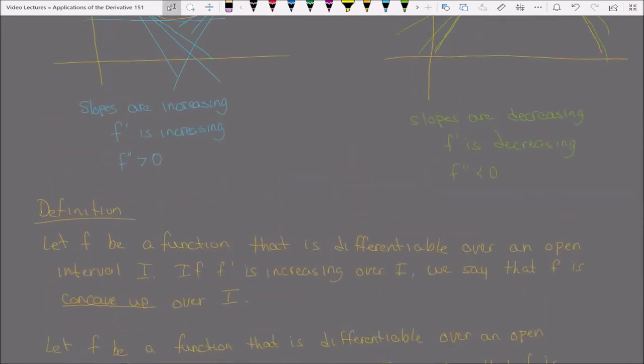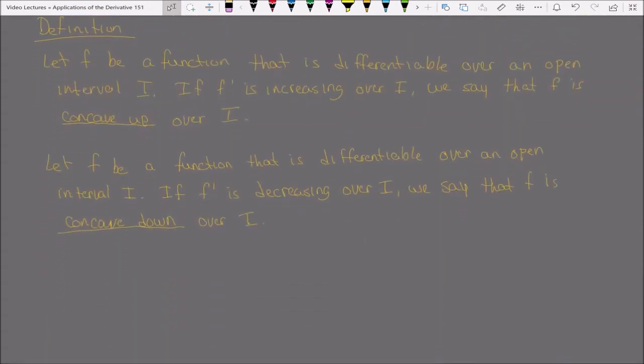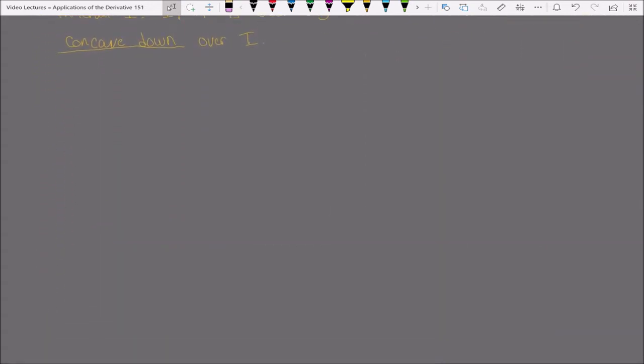Now, as we saw up here, we can also say we're concave up if f double prime is positive, and concave down if f double prime is negative. This is actually our test for concavity, which is essentially an increasing-decreasing test on f prime. Right? So we're going to formally state it now.